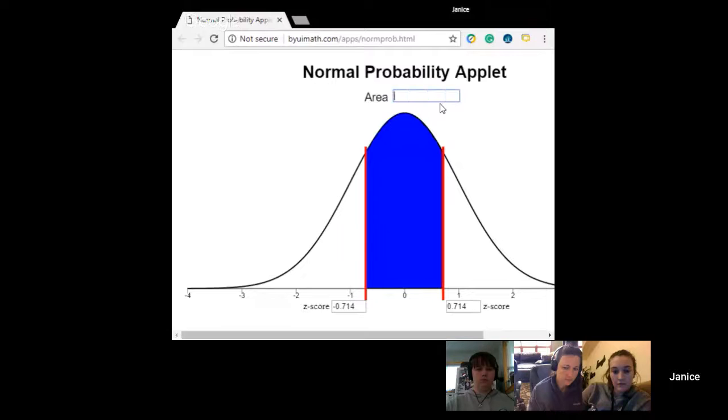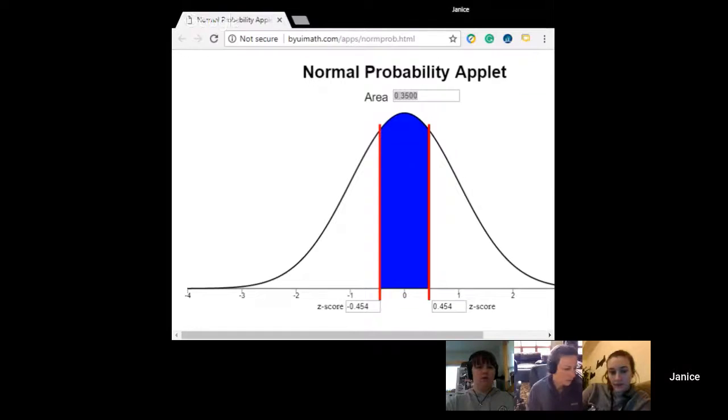Okay. So was it 35th? Yes. Okay, so 35. I got first. Is that right? Yeah. Right. So then we take the bottom number, the Z value, or what? 454.